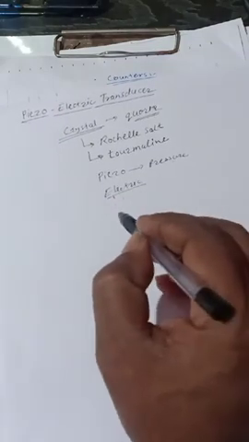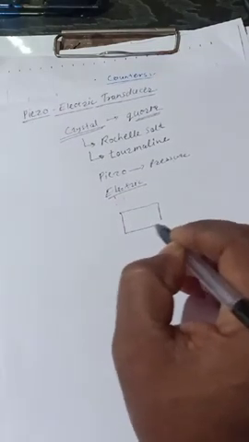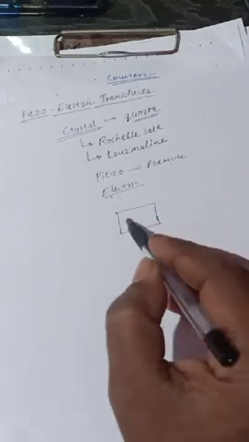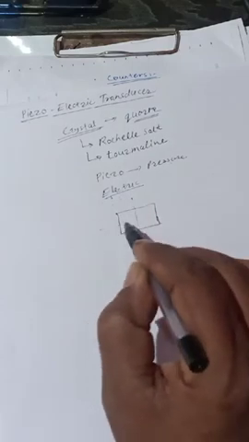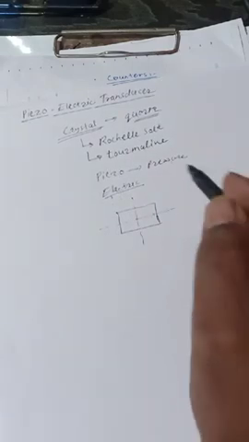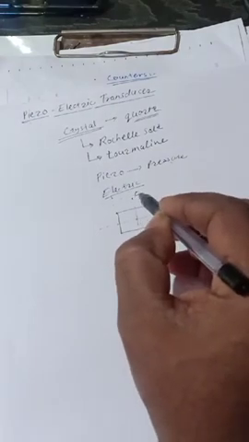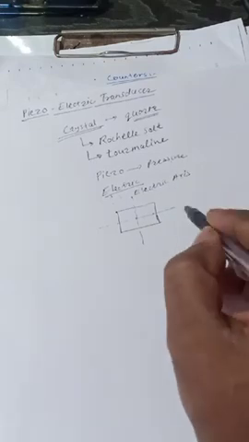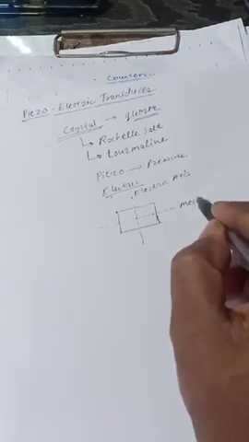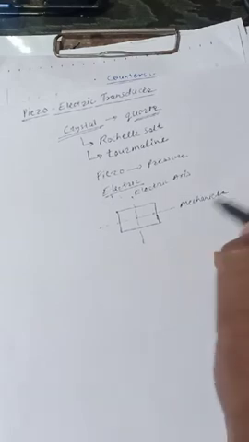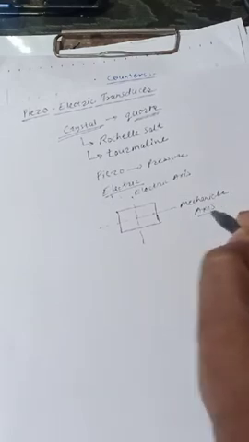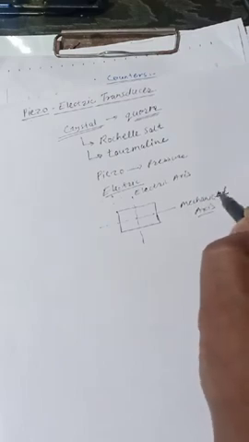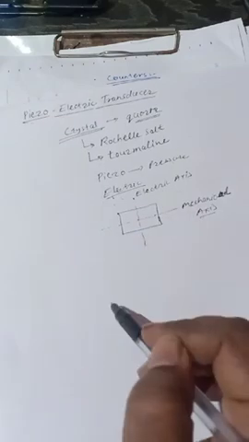Suppose this is a crystal, it may be Rochelle salt or tourmaline. If we take a slice of that crystal, it has two axes: the electric axis and the mechanical axis. These two are the axes.